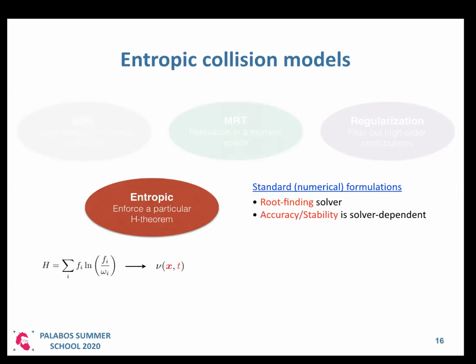In addition to that, the fact that you need to minimize the H functional at each point of the grid and at each time step can be really time consuming. That's why other people have also proposed simplifications of this problem through analytical formulations based on either entropic limiters or a new formulation, essentially the entropic lattice Boltzmann method.